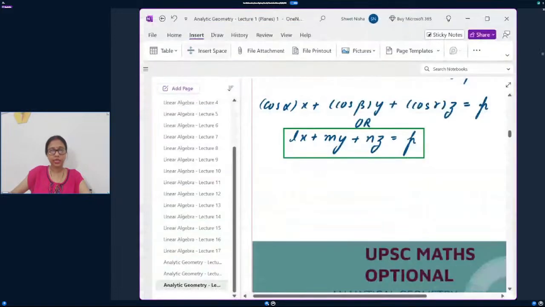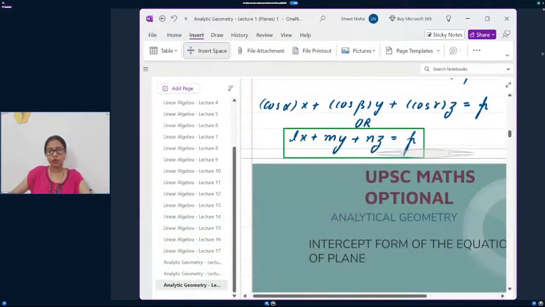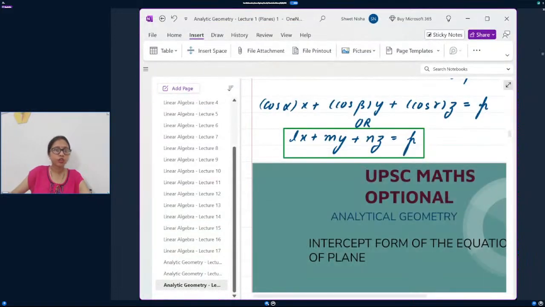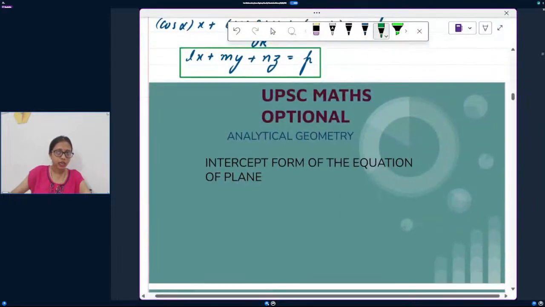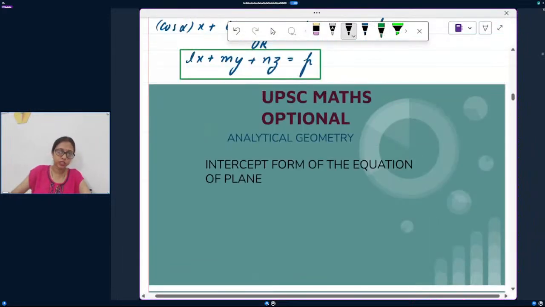Okay, next is intercept form. First let's talk about what is the intercept form of a straight line. What is the meaning of intercept? Intercept means in the xy plane, your line is intersecting the x-axis at A and the y-axis at B. Then the equation of this line L is very simple. This is called intercept form.